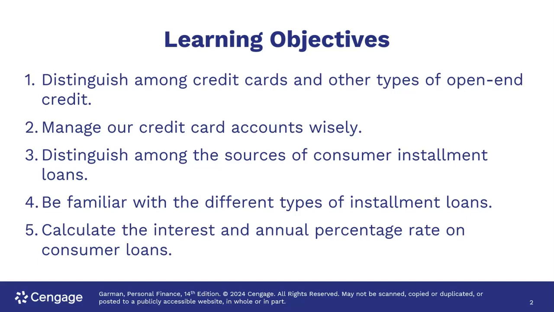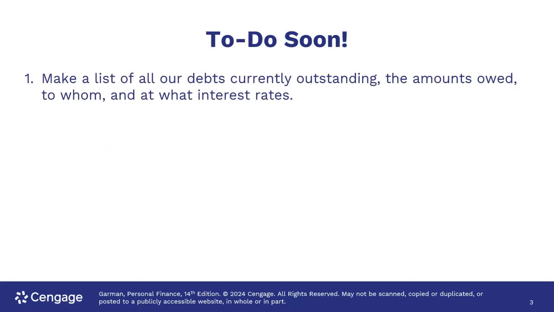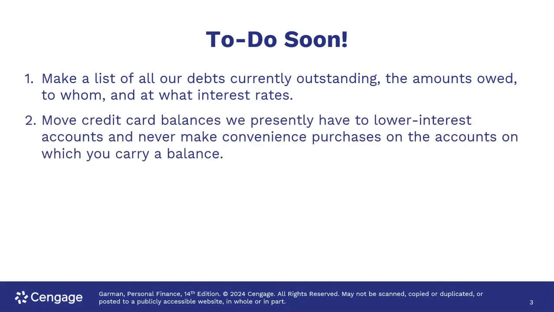There are other examples under modules in the material for exam 2. So to do: make a list of all your current debts outstanding, how much you owe, who you owe them to, and what the rates are. Move credit card balances you have to lower interest rate accounts. Don't make convenience purchases on the accounts on which you carry a balance.